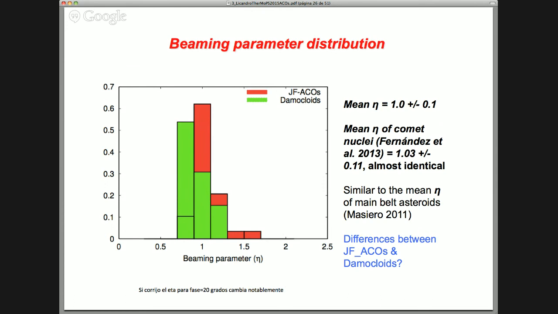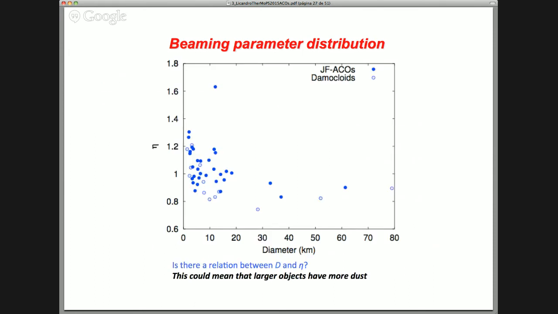So the next thing we look at is the relation between eta and diameter, because in some cases for NEAs there are some ideas that eta depends on the size because of the capability of accumulating dust of the larger bodies and so on. And in principle, this plot shows exactly the same. It seems to have a relation with diameter: smaller objects have larger eta. That means that they have less dust than the larger ones.